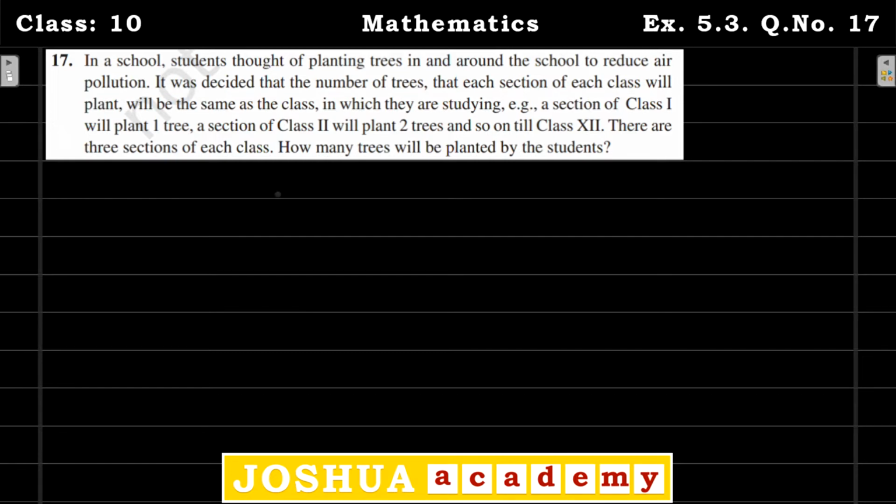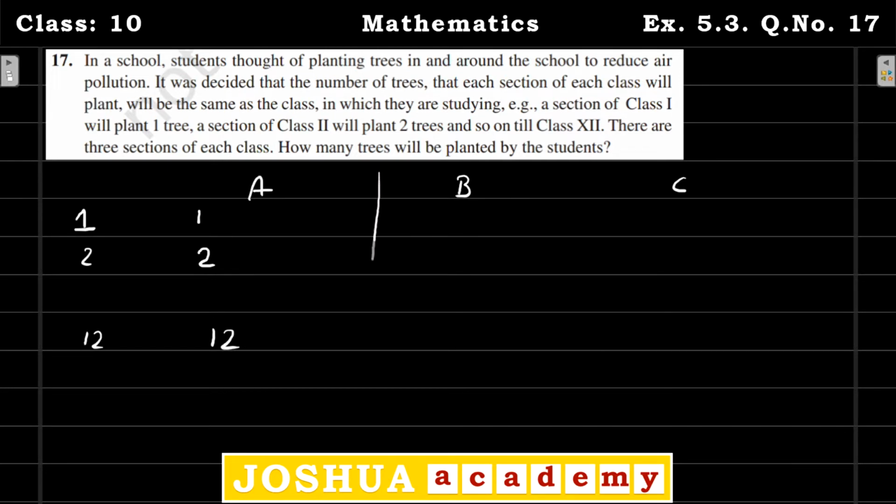Remember, here there are 3 sections, just like when we call them A, B and C. And they have classes from 1, 2 and so on up to 12. What they are doing is each section of a class is going to plant trees as per the class. So for example, class 1 is going to plant 1 tree, class 2 is going to plant 2 trees, class 3 is going to plant 3 trees, and class 12 is going to plant 12 trees.